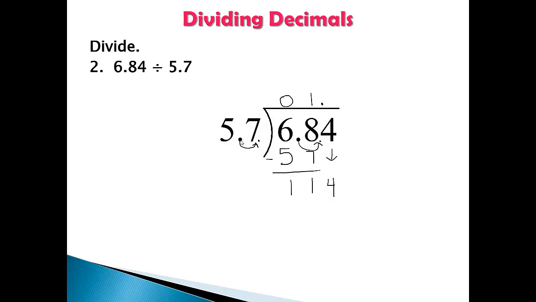Now we need to see how many times 57 can go into 114. 57 goes into 114 2 times. And 2 times 57 is 114. We need to subtract and we get 0. Since we have nothing left and we do not have any numbers to bring down, we are finished. So our answer is 1 and 2/10.